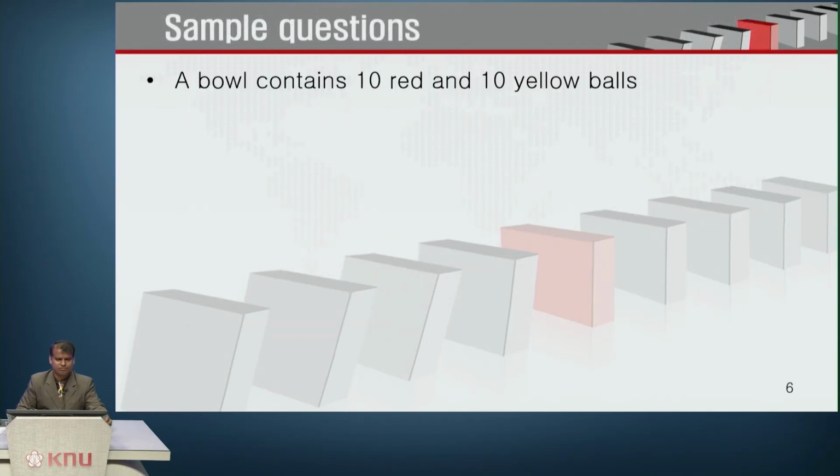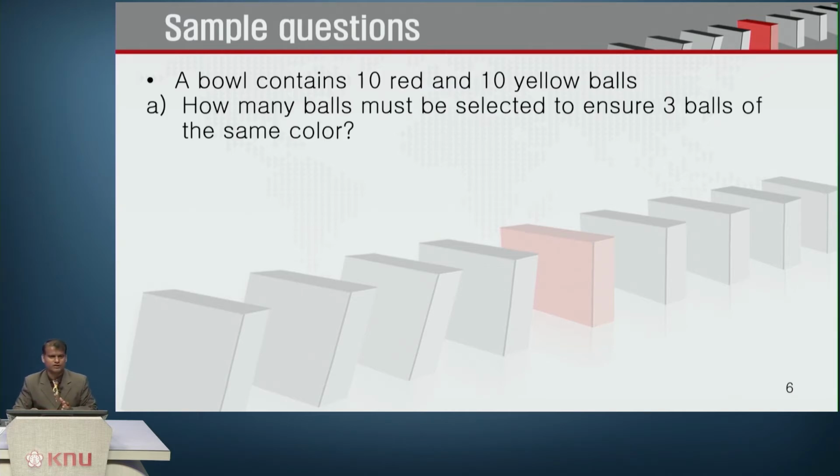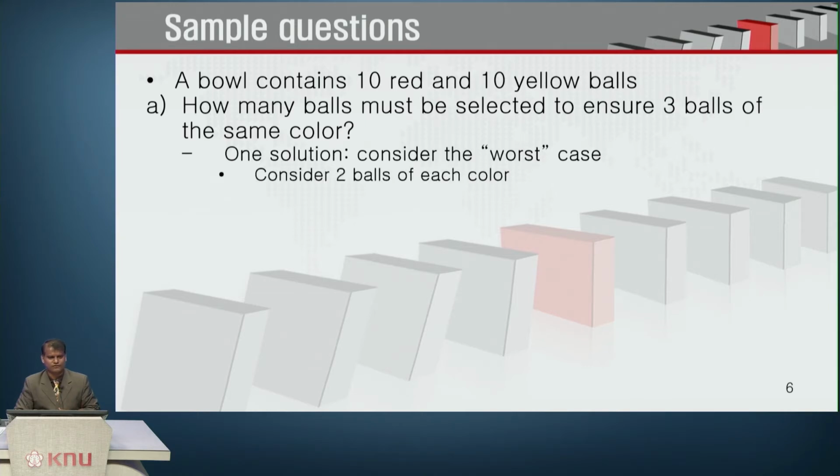Let's try some simple questions. A bowl contains 10 red and 10 yellow balls. So you have a bowl which has 10 red balls and 10 yellow balls. Then the question is, how many balls must be selected to ensure 3 balls of the same color? Yes, now we are slowly moving forward into this permutation idea. One solution would be to consider the worst case. Instead, consider 2 balls of each color. You can't take another ball without hitting 3.